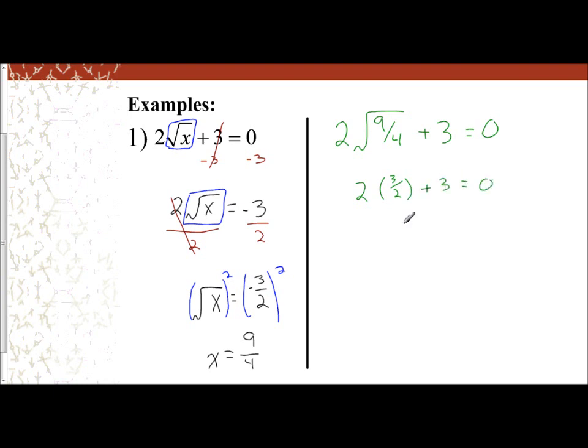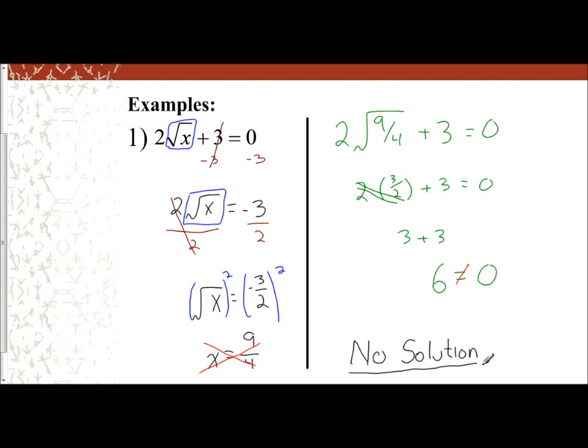Does that equal 0? Well, twice 3 halves, the 2 and the divided by 2 cancel, and so I get 3 plus 3. Does 6 equal 0? And that's no. 6 does not equal 0, which means that this x equals 9/4 is not a solution. You plug it in, it does not work. It's what we call an extraneous solution.